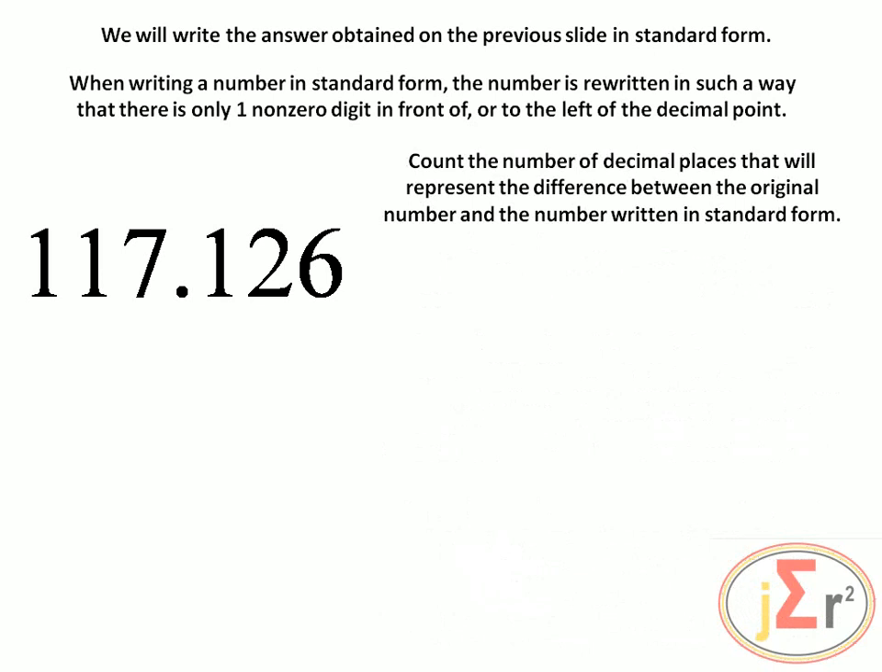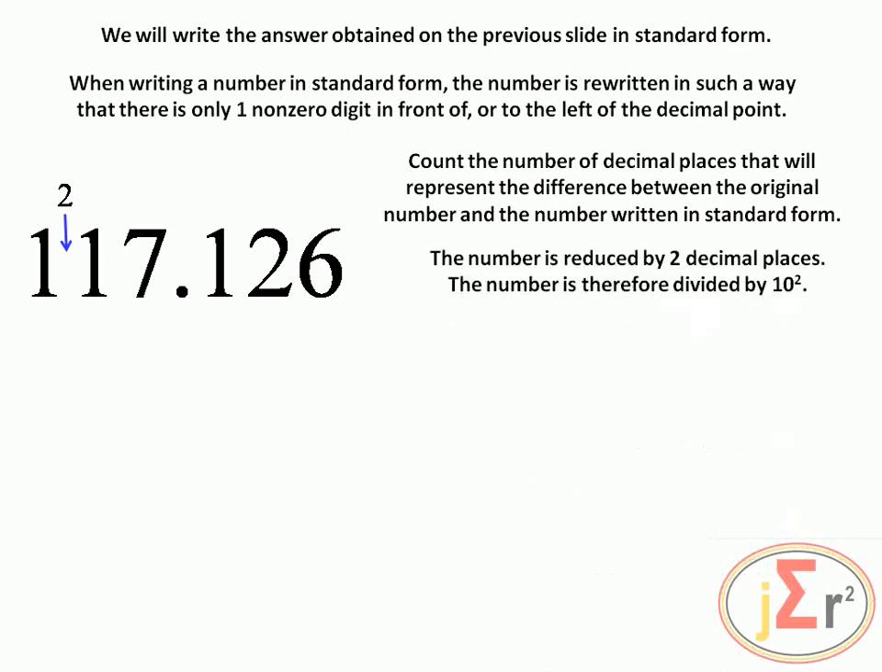In order to do that, we need to know how to adjust the number so that we do the reverse in maintaining the original value of the number. So count the number of decimal places that represent the difference between the original number and the number written in standard form. How many decimal places? 0 with no movement. 1, 2. So we have 2 places of decimal right there. The number is reduced by 2 decimal places. The number is therefore divided by 10 to the power of 2.